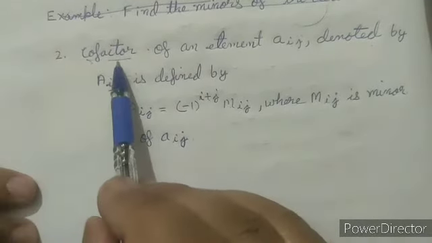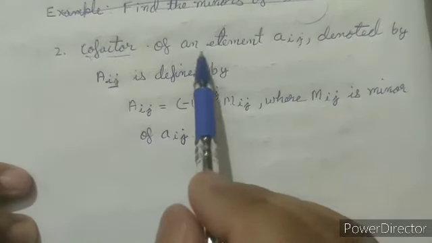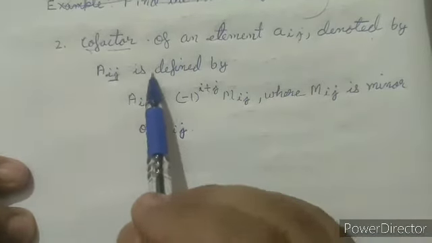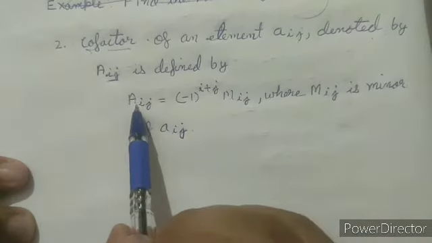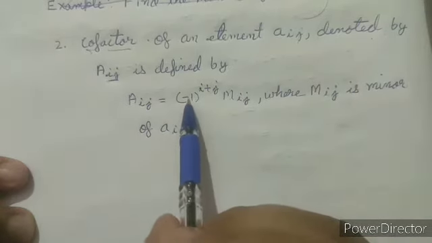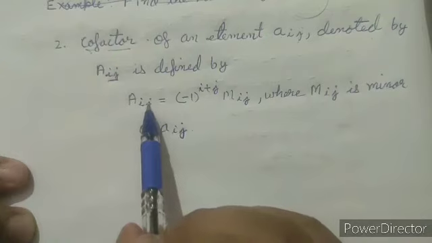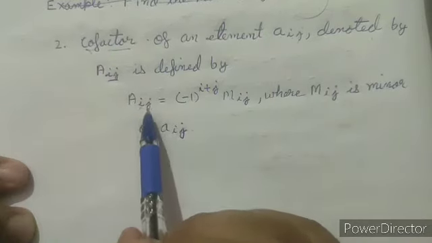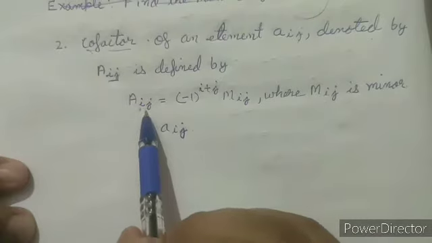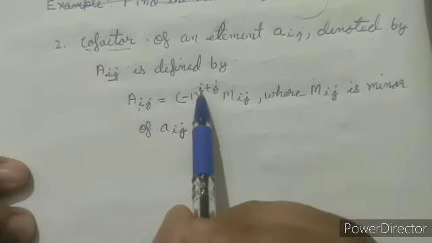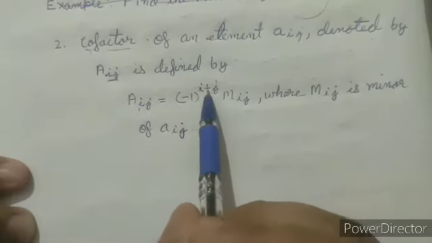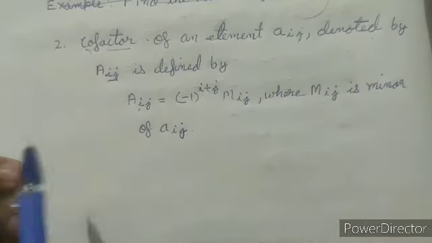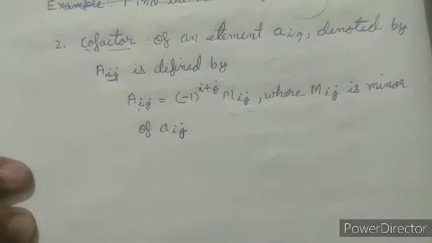Now, second one is cofactor. Cofactor of an element aij denoted by capital Aij is defined by Aij equal to minus 1 raised to power i plus j. That means i denotes the row and j denotes the column of the element. So that will be minus 1 raised to power i plus j into minor of ij. Now let us understand this with the help of an example.